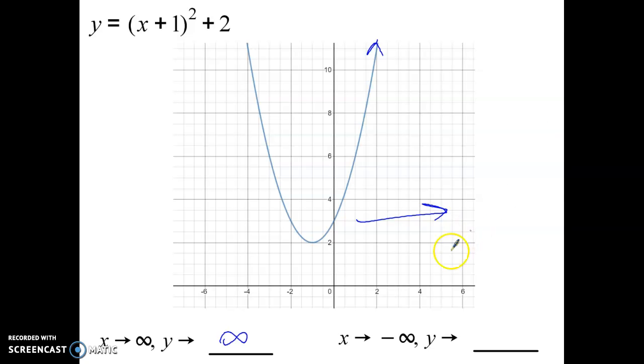All right, now let's look at this one. X approaches negative infinity. This is one of those rare times when you're going to read to the left. As x approaches negative infinity, as your x values are getting smaller, what are your y values doing? Well, they're still going toward positive infinity. So for both of those end behaviors, I'm going to get positive infinity.